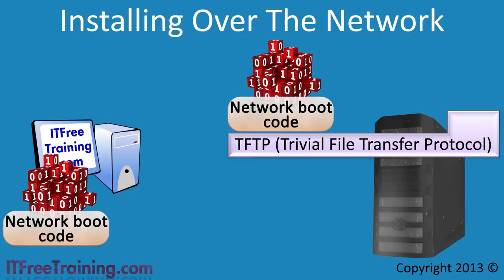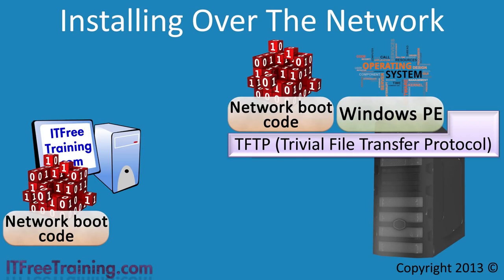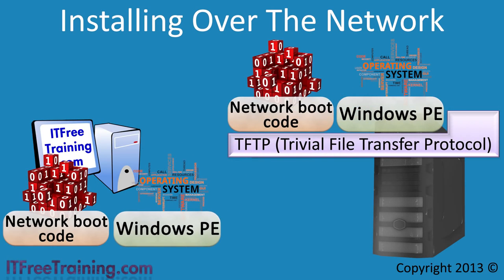Now that the boot code has been transferred over the network, the next step is to get Windows PE to the desktop. The same process can be performed as with the boot code. Windows PE is made available via TFTP and then copied to the desktop.